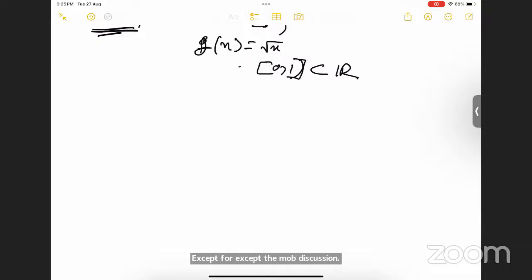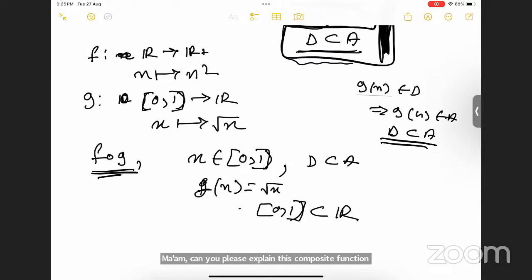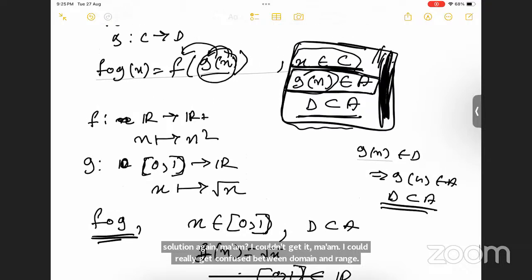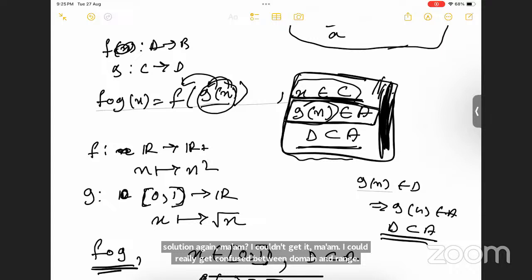We can discuss it. Ma'am, can you please explain this composite function solution again? I couldn't get it. I really get confused between domain and range. So, what is your problem? Specifically, tell me what your problem is. While computing the range and domain, I really get confused. For example, if I want to get the domain for the composition f of g, I'm not able to get the exact answer.